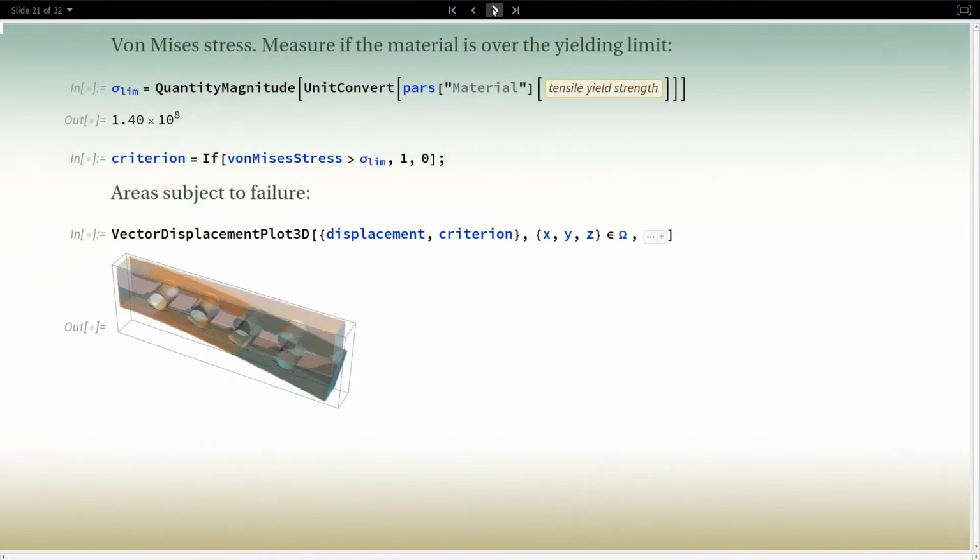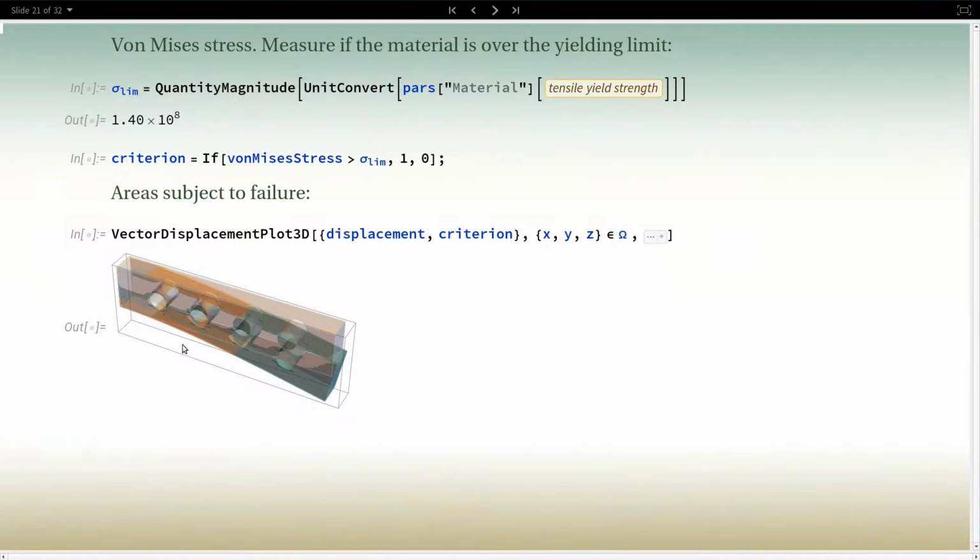So what can you do with this? Why is this interesting? So the von Mises stress is a way to tell if a material is over the yielding limit. So if something is bent too much, it will sustain plastic deformation, and that's something you typically want to avoid. So we extract the von Mises limit from this material, the parameter, the tensile yield strength, and specify a criterion. So if this von Mises stress, what we just computed, is larger than the limit, then we'll highlight with 1, and 0 is not highlighted.